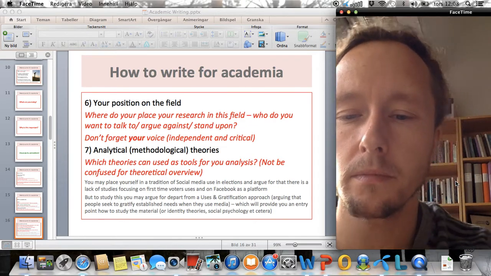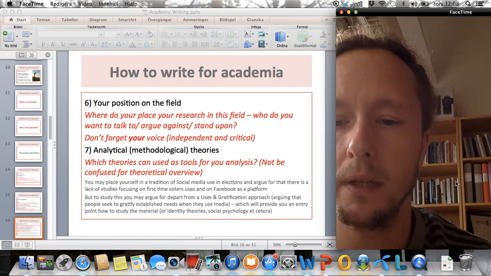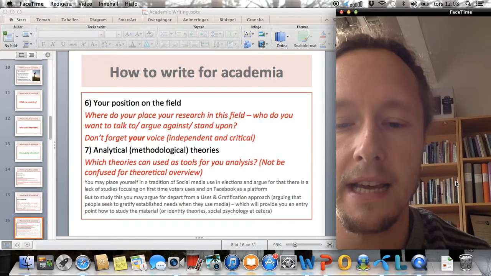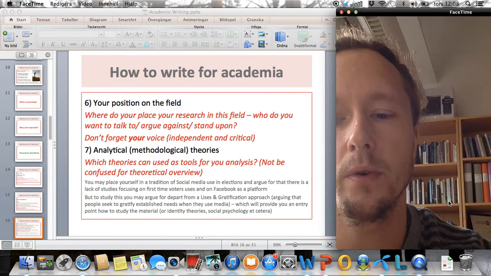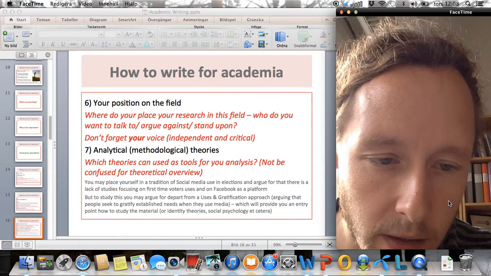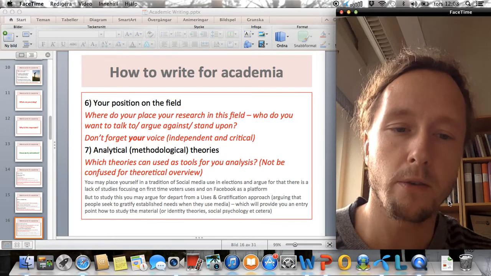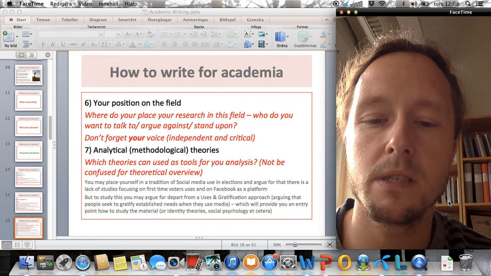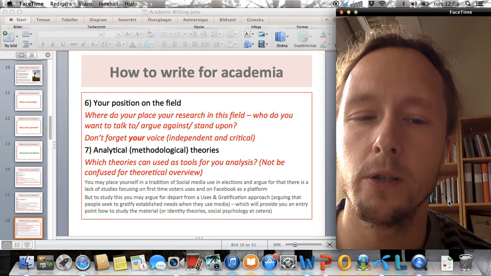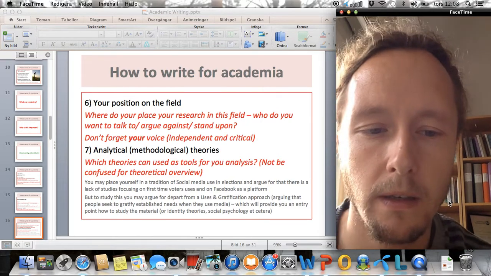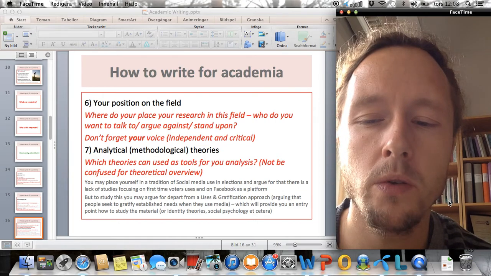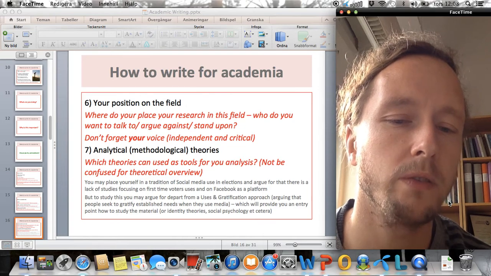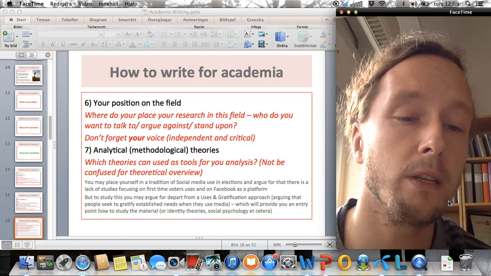So I put the example here. You may place yourself in a traditional social media use in elections and argue that there is a lack of studies focusing on first-time voters and Facebook or Twitter as a platform, whatever you can use. So this is the positioning in the field. But then perhaps in order to analyze how first-time voters use Facebook or Twitter, you might want to use uses and gratification theories, so that you understand voter behavior out of this, that they use social media to gratify certain needs.